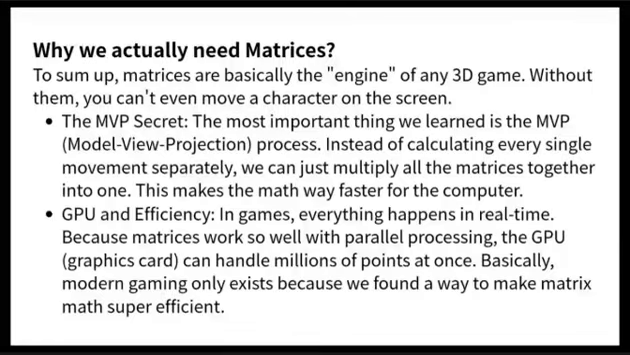In games, everything happens in real time. Because matrices work so well with parallel processing, the GPU, the graphics card, can handle millions of points at once. Basically, modern gaming only exists because we found a way to make matrix math super efficient.